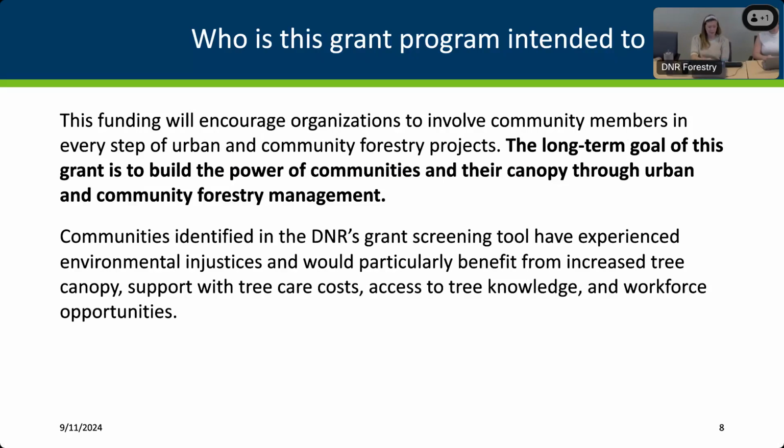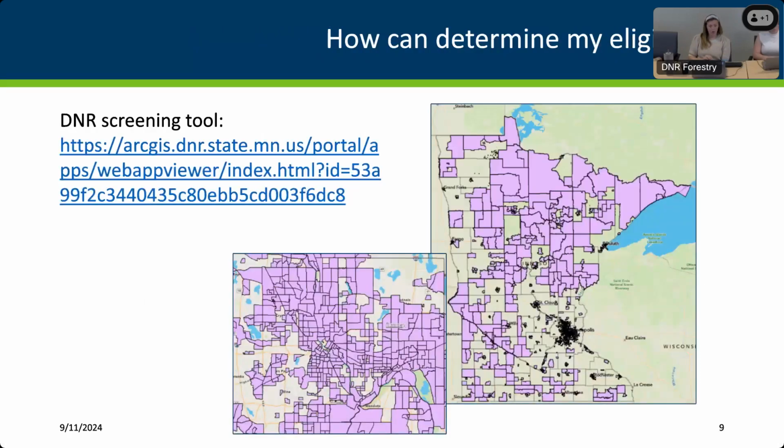Maddie just dropped a link to determine if your community is eligible for applying for this grant. You can open up the screening tool and zoom into your community. If your community is within the shaded polygon on the map that the legend says is eligible, then you are eligible for this funding. You can view the legend for the map on the right side of this page. If you have questions on interpreting this map, please feel free to ask them at the end of this webinar or submit your questions to our UCF email that will also be provided at the end.